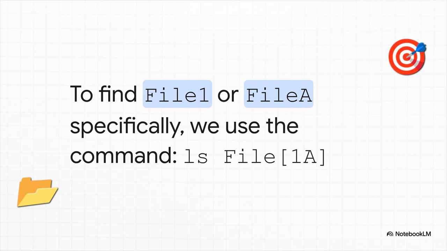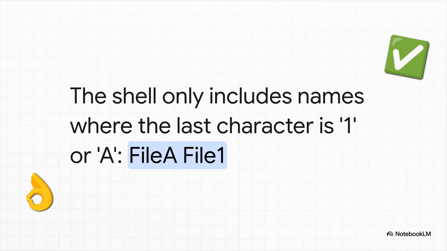We can build a really specific command for that. ls file and then, in brackets, shranchid1a. And the output is exactly what we wanted. The shell checks that single character right after file and only includes the names where it's either a 1 or an A. This kind of control is just fantastic, especially when you're dealing with complex file naming systems.